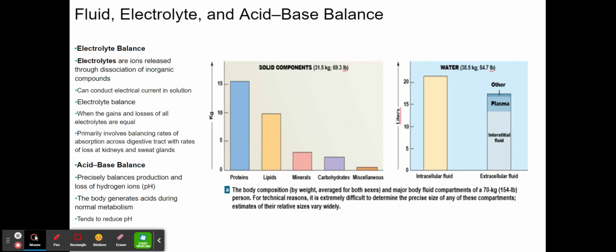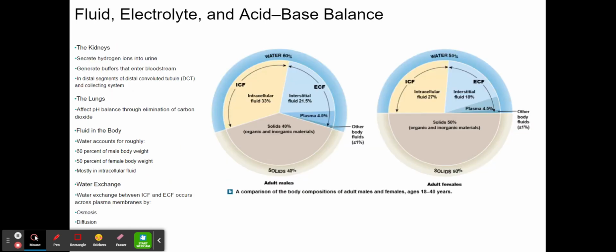You're in acid-base balance when the production of hydrogen ions in your body is precisely offset by their loss. When acid-base balance exists, the pH of body fluids remains within normal limits. Preventing a decrease in pH is the primary problem because your body generates a variety of acids during normal metabolic operations. The kidneys play a major role by secreting hydrogen ions into the urine and generating buffers that enter the bloodstream. Such secretion takes place primarily in the distal segments of the distal convoluted tubule, or the DCT, and along the collecting system. The lungs also play a key role by eliminating carbon dioxide.